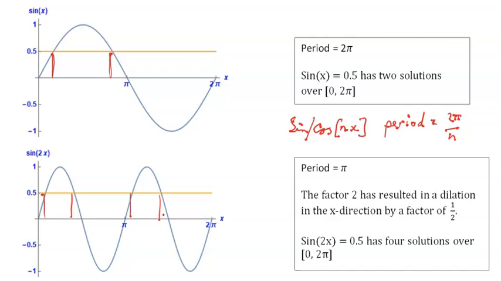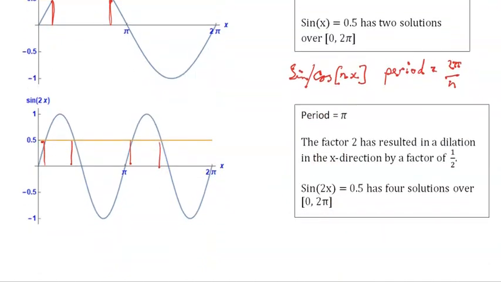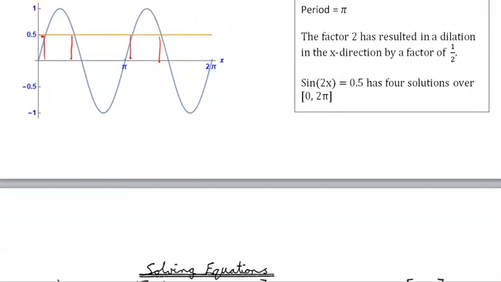So the factor of 2 has doubled the number of solutions. And if we had sine 3x there, you'd triple the number of solutions. And if we had sine 4x, you would quadruple the number of solutions, and so on. So bear that in mind when we solve trigonometric equations. Let's go on to have a look at 2 examples in a little bit of detail.